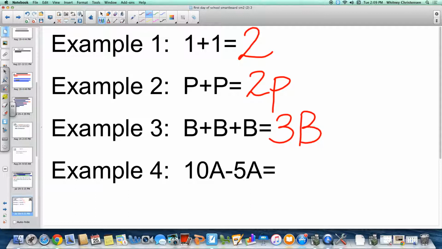Any questions on that? Okay, so now that we're getting how this goes, let's do a little bit harder. 10 A's minus 5 A's. How many A's do we have? 5 A's. 10 minus 5 is 5. We're talking A's though. So 10 A's minus 5 A's is 5A.